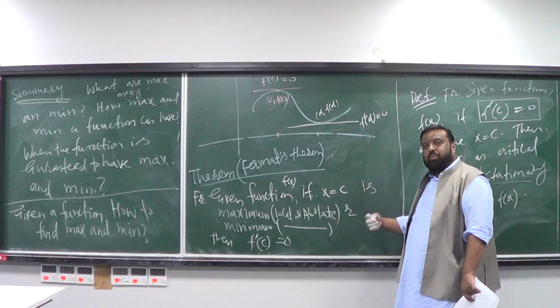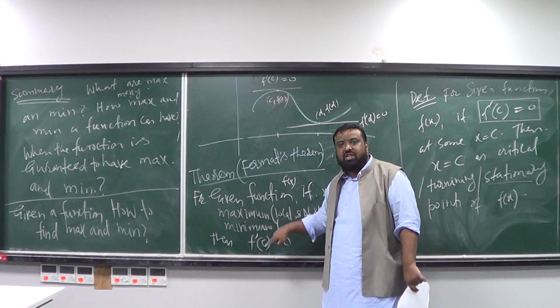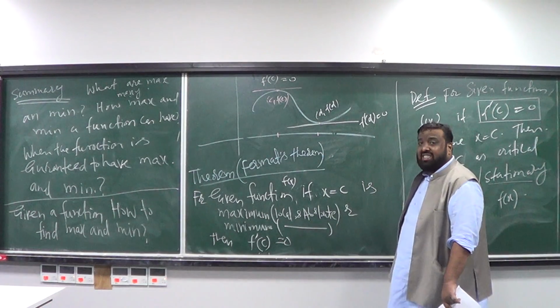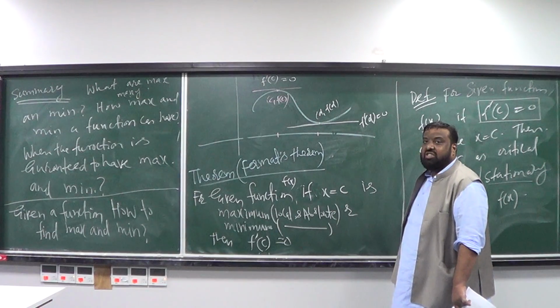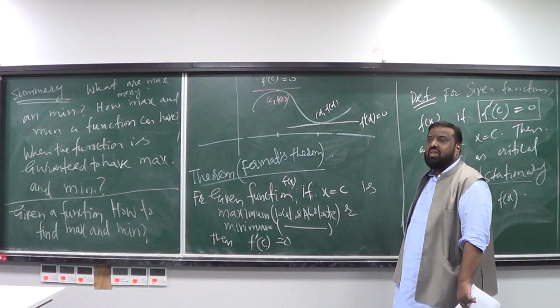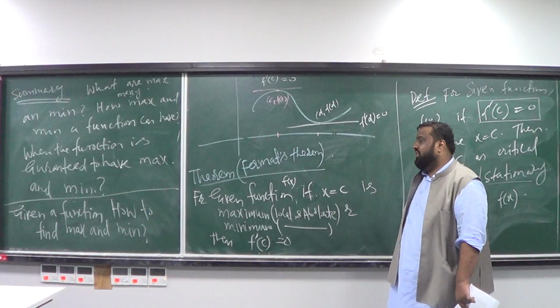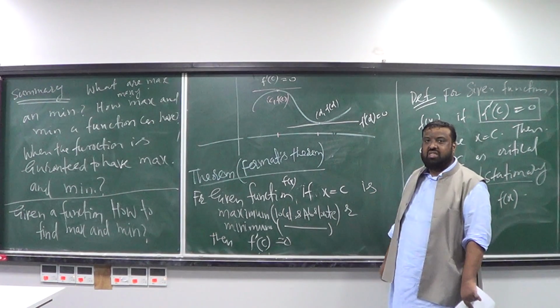Okay? If a point is a critical point, a point where the derivative of the function is 0, it is not necessary that the function should have a maximum or a minimum at that point. So therefore the converse of Fermat's theorem is not true.